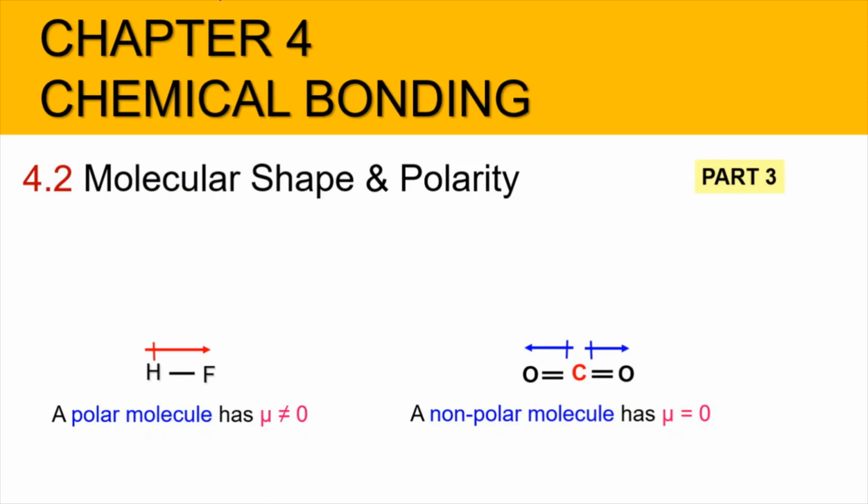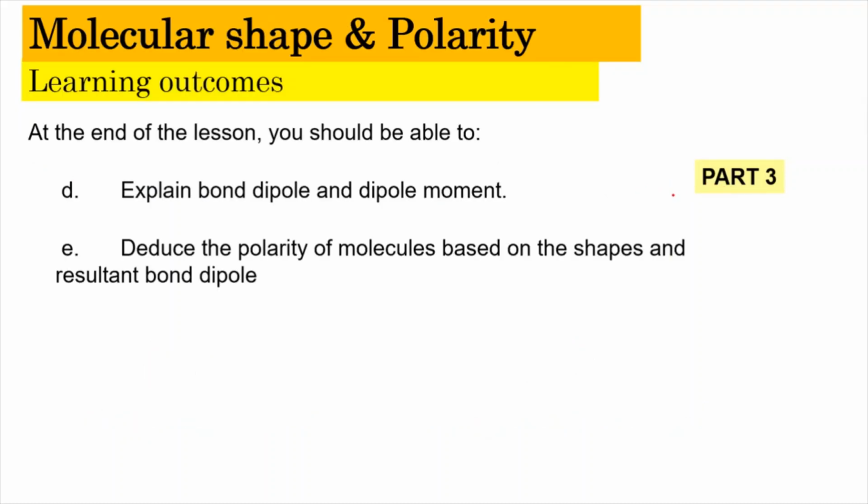So now we are in chapter 4, chemical bonding. And now we are still in the subtopic of 4.2, molecular shape and polarity, part 3 of the video. So in this video, we're going to learn about the explanation regarding bond dipole as well as the dipole moment. Last but not least, we're going to deduce the polarity of the molecule based on the shapes according to VSEPR theory and the resultant bond dipole.